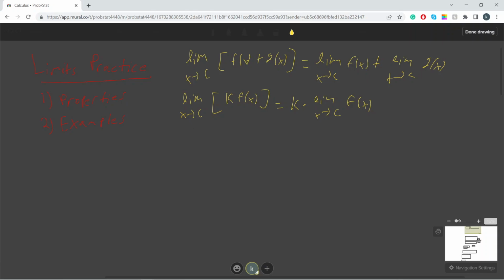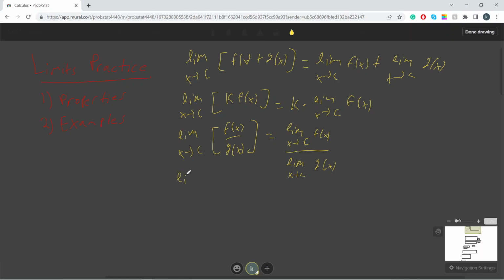We also have a quotient property of limits as such. The limit as x approaches c of f of x divided by g of x equals the limit as x approaches c of f of x over the limit as x approaches c of g of x. So we see here the constant multiplier rule and the addition of functions rule work for limits, and even the quotient of functions works.